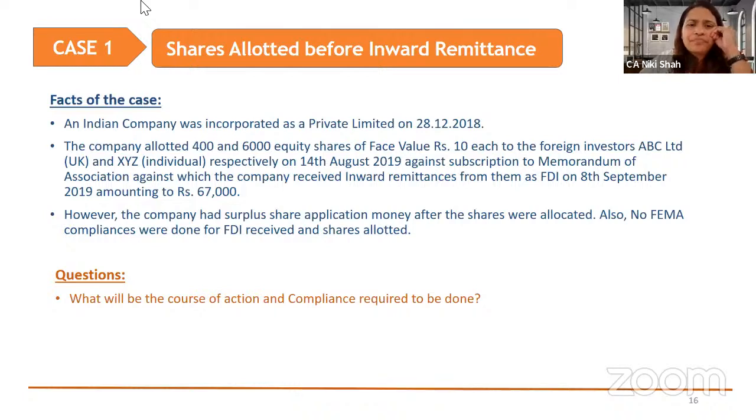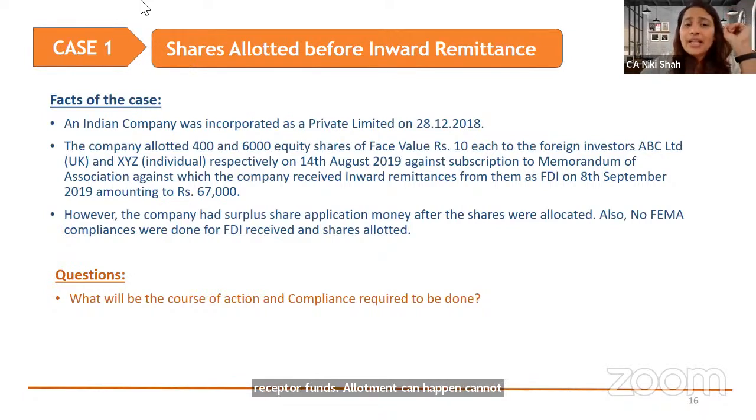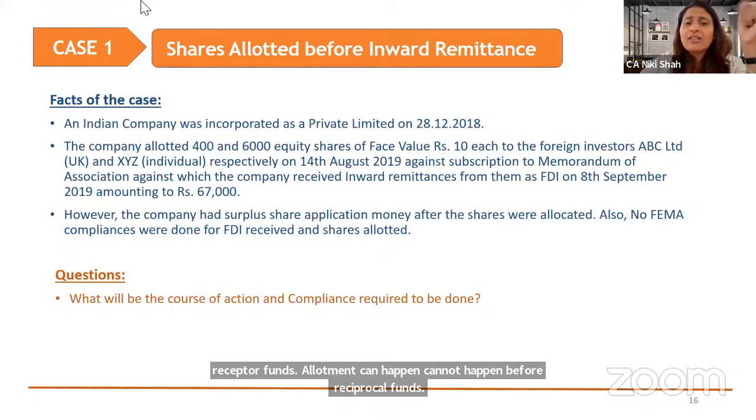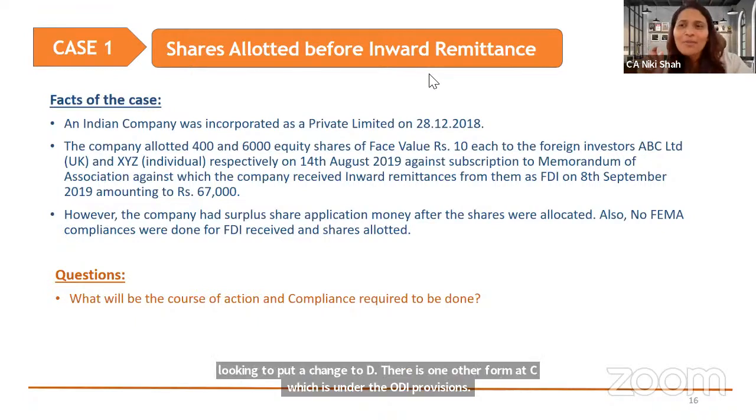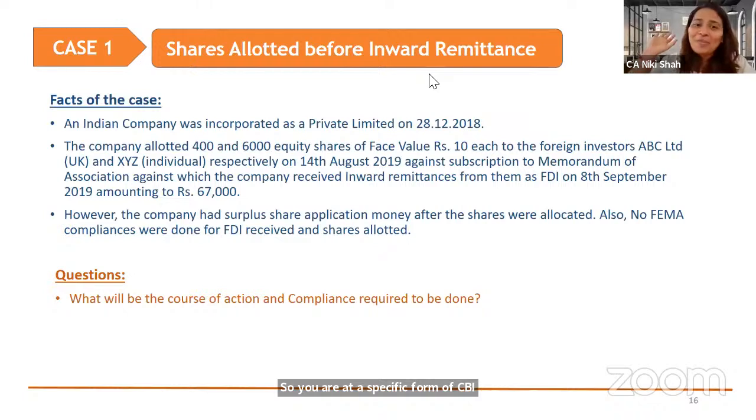Okay. I am getting answers saying non-reporting, receipt of funds, allotment cannot happen before receipt of funds. Yes, Kushal, absolutely right. The first thing that you need to look into, yes, FCGPR was not filed, that is right. It is a mistake that they did not file the FCGPR form. And ma'am, it is not Harshit. So it's not form FC. If you say form FC, the whole thing will change. There is another form FC which is under the ODI provisions. So here it is specifically form FCGPR. I know it is long, but we have to say it in full, because if you say form FC, the whole form changes. Don't worry, Ashit. I'm here to just let you know on that. And we can obviously have a little bit of a fun element also.